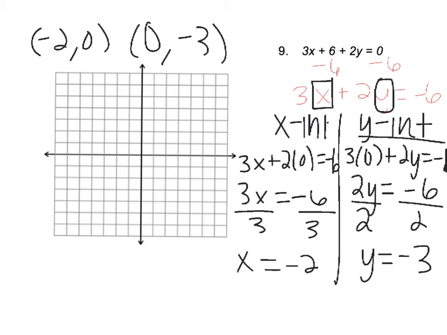Because my ordered pairs, it's x comma y. But it's going through the axis, so the y value will be 0 for this one, and the x value will be 0 for this one, because those are those axes.